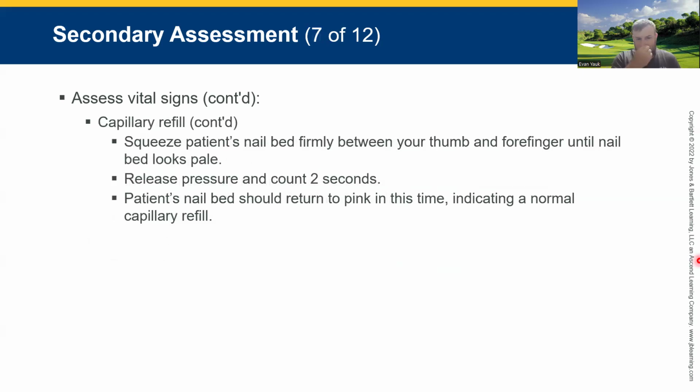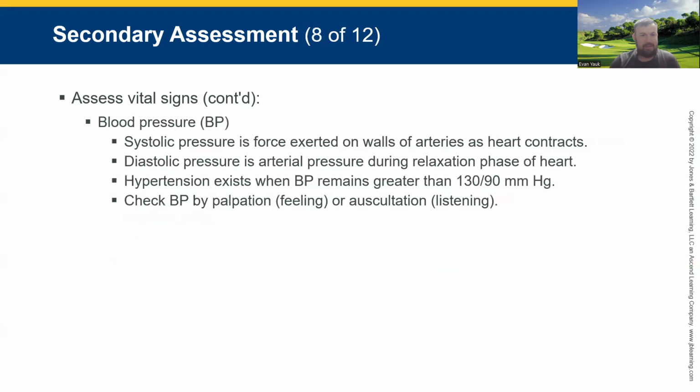We talked about that. Blood pressure. Systolic pressure is the force exerted on the walls of the arteries as the heart contracts. Diastolic pressure is arterial pressure during relaxation phase of the heart. So let's just stop right there. When my heart beats, my arteries are going to pressure up. That blood is forcefully flowing through that artery and putting pressure on it.